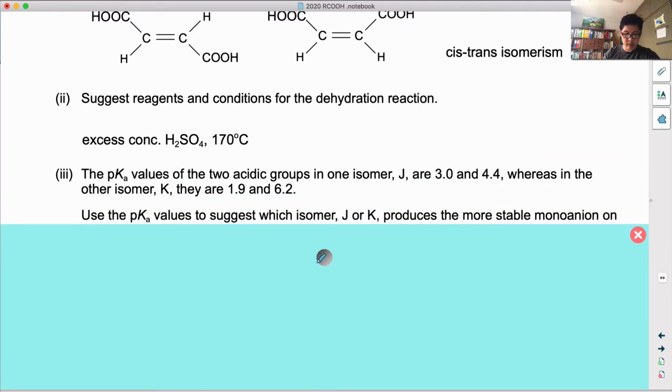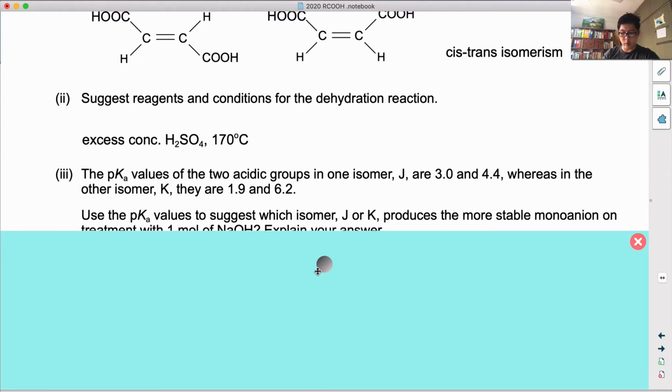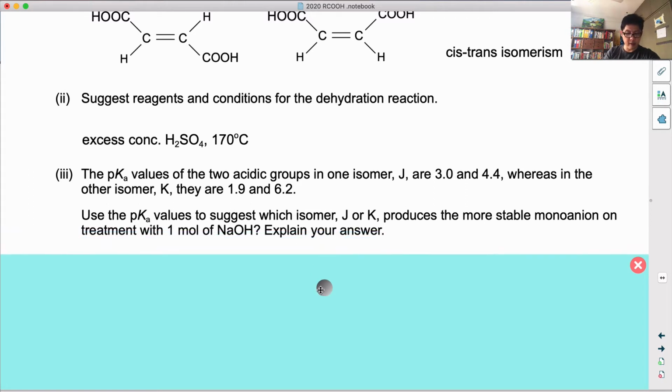Then the next question: the pKa values of the two acidic groups in one isomer J are 3 and 4.4, whereas the other one is 1.9 and 6.2. Using the pKa values, suggest which isomer produces the more stable anion. The one that produces the more stable anion implies it is a stronger acid, which means it must have a higher Ka. So I'm only going to look at the Ka1 for J and for K.